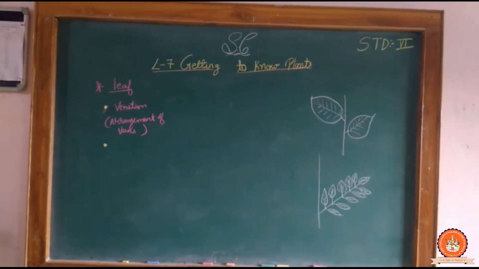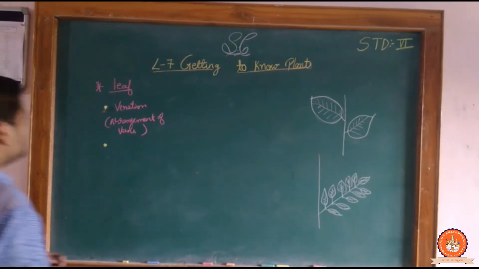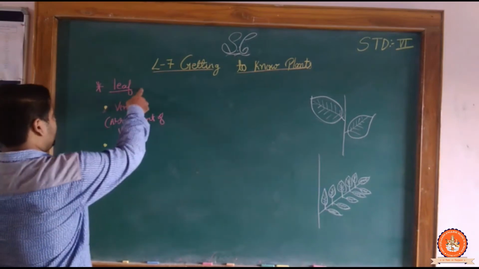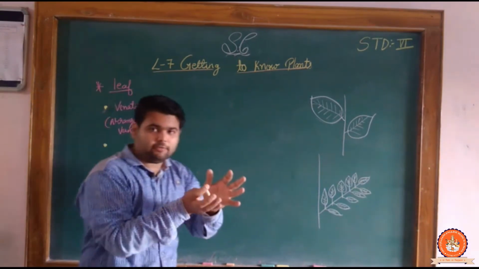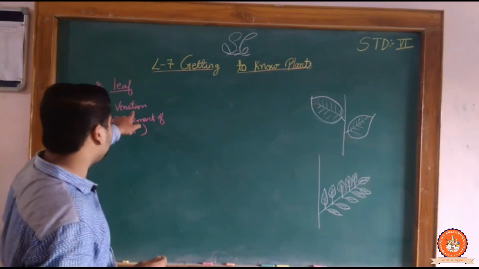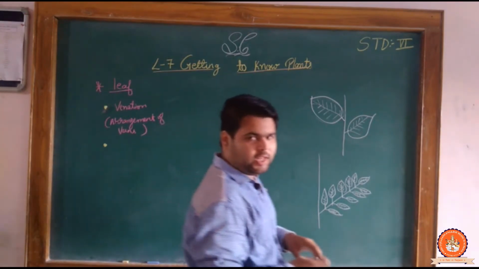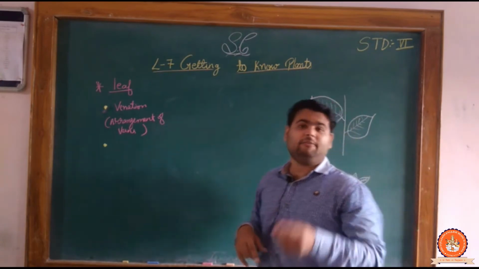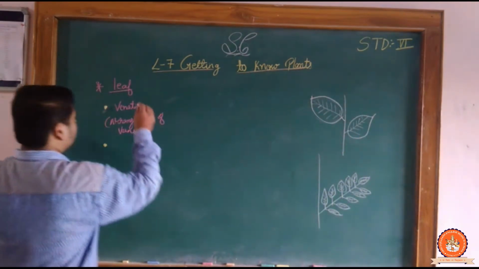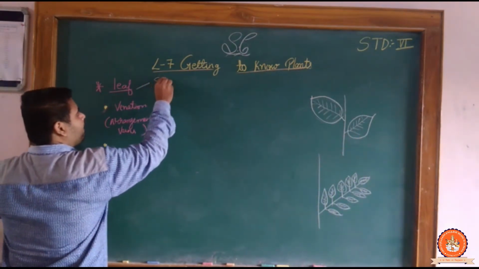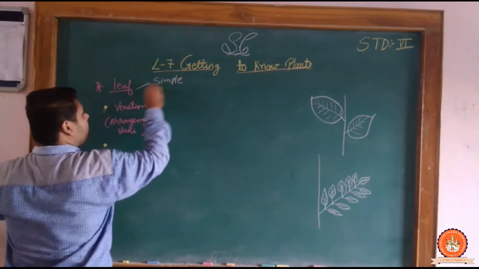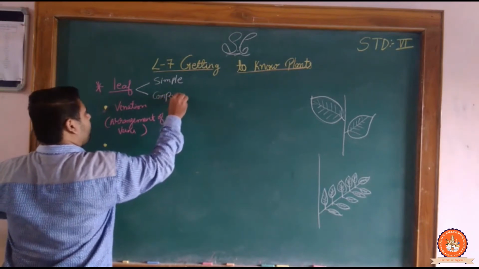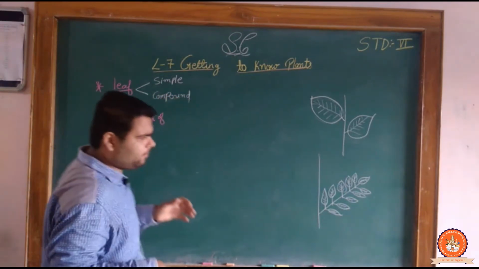So we are studying the leaf. We had completed what a leaf is and the structure of a leaf. We had also completed venation, the arrangement of veins. But leaves are of two types: one is simple, another is compound. Sir, what is simple, what is compound?